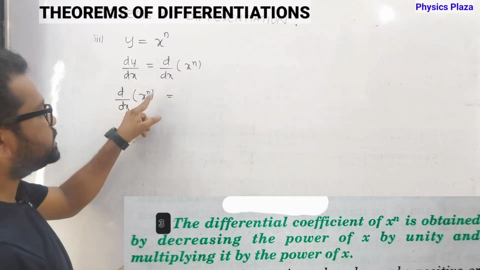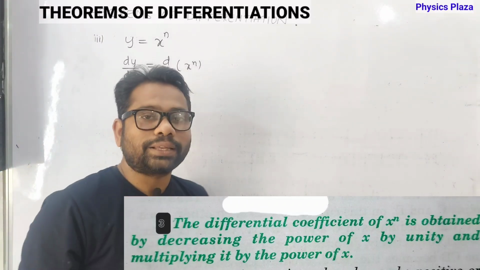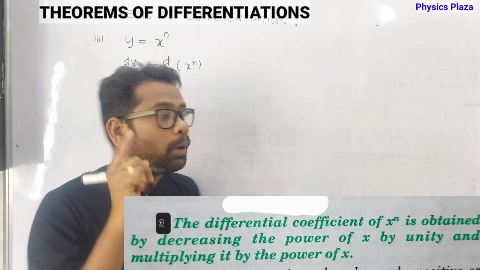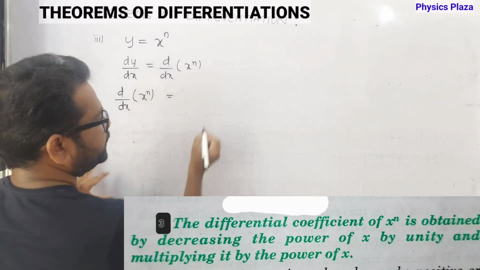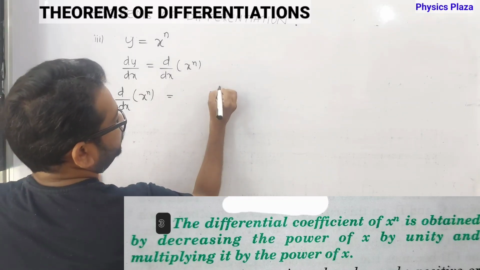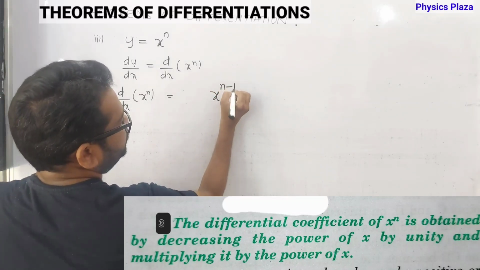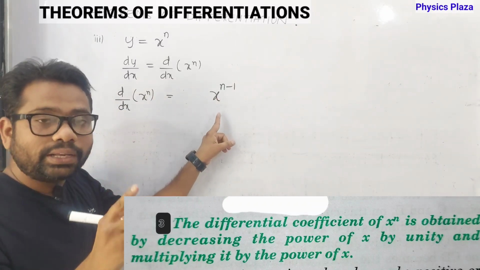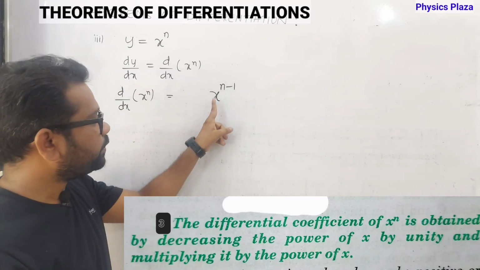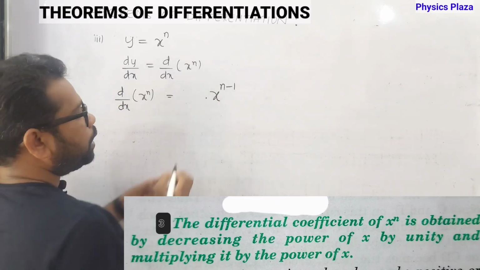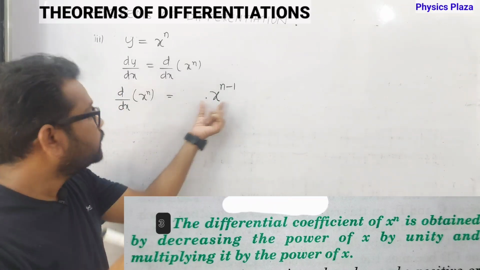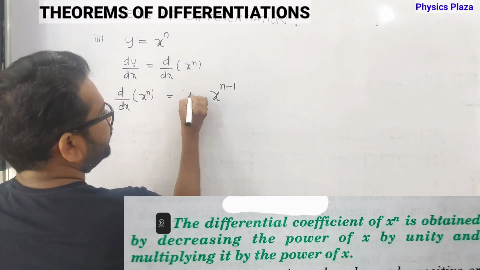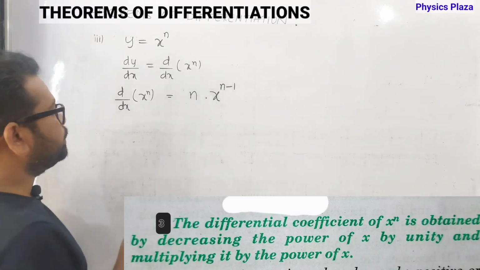Here x power n is there, so you decrease the power of x by 1, that is x power n minus 1. Try to understand. We are decreasing its power by 1, that is x power n minus 1, and multiplying this with the power. The power is n here. That is n into x power n minus 1.